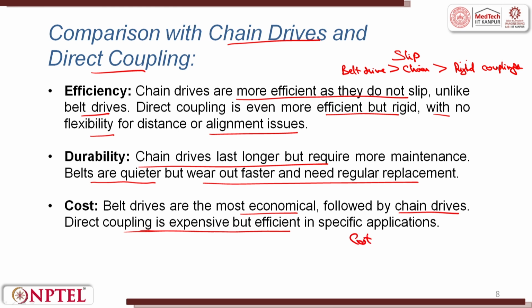So if I say cost, again I will put it as belt, chain, then coupling. So this cost is lesser, belt is lesser than chain is lesser than the couplings. This is cost, this is slip, that is being allowed here.